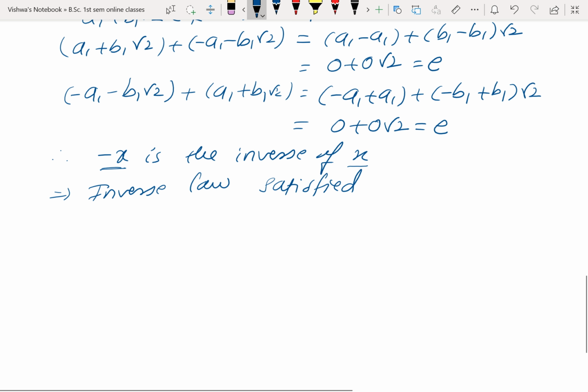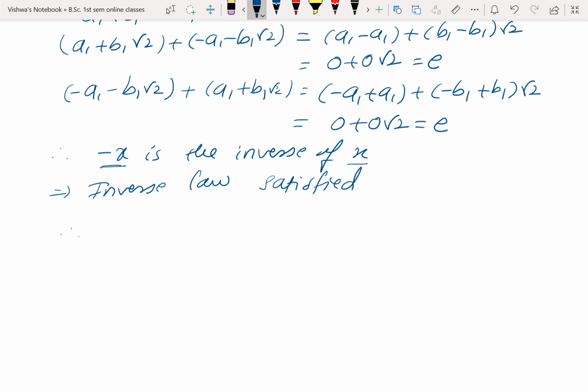Inverse law satisfied. So therefore here we have satisfied all the 4 laws of the group, the closure law, associative law, identity law and inverse law. Therefore the given set R dash under the given binary operation addition is a group. So it is the first example. And next example is, this one is the second example.